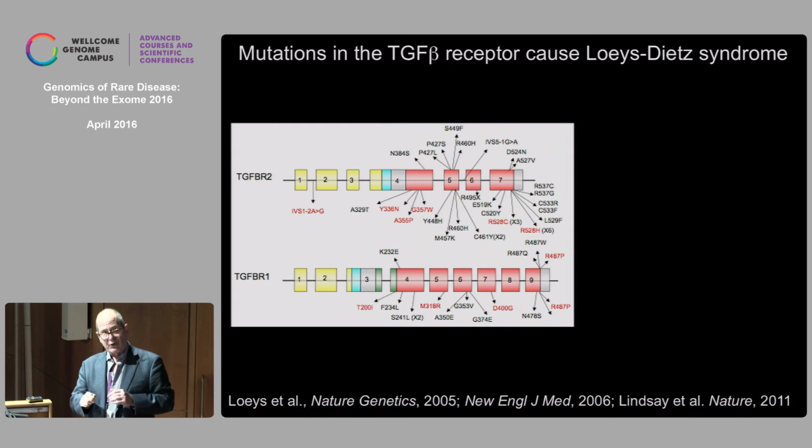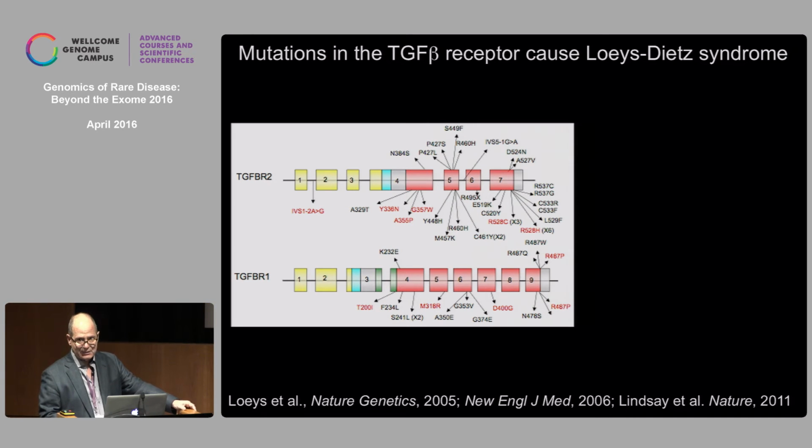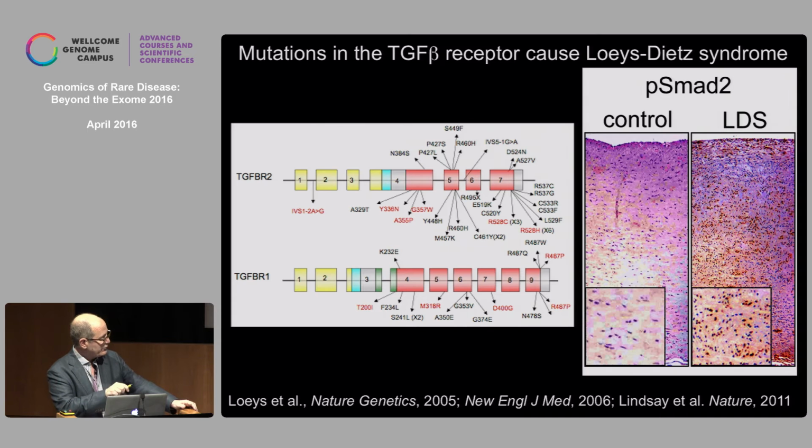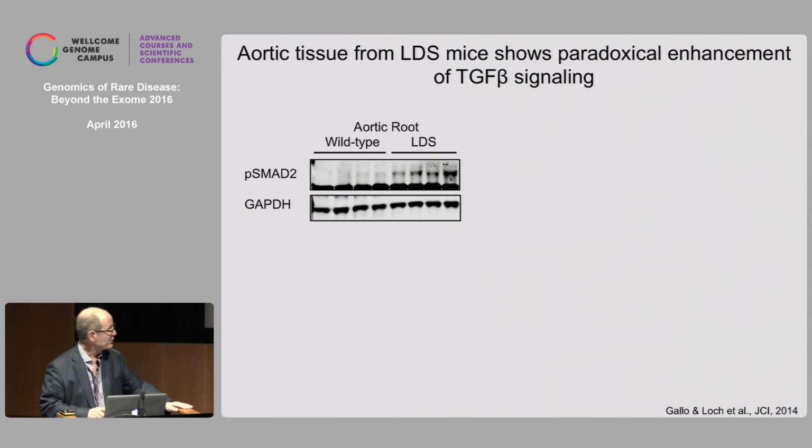Now, these mutations are all clustering in the kinase domain of their respective receptor subunit and are predicted to lead to loss of function. Yet by mechanisms that are not fully understood, when we look at the tissues in patients with Loeys-Dietz syndrome, we see the clear signature for paradoxically high TGF-beta signaling, here shown by nuclear accumulation of phosphorylated SMAD2.